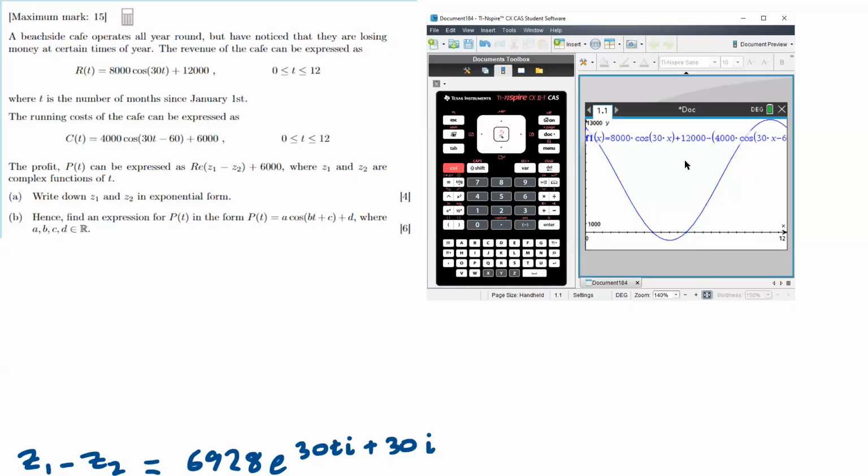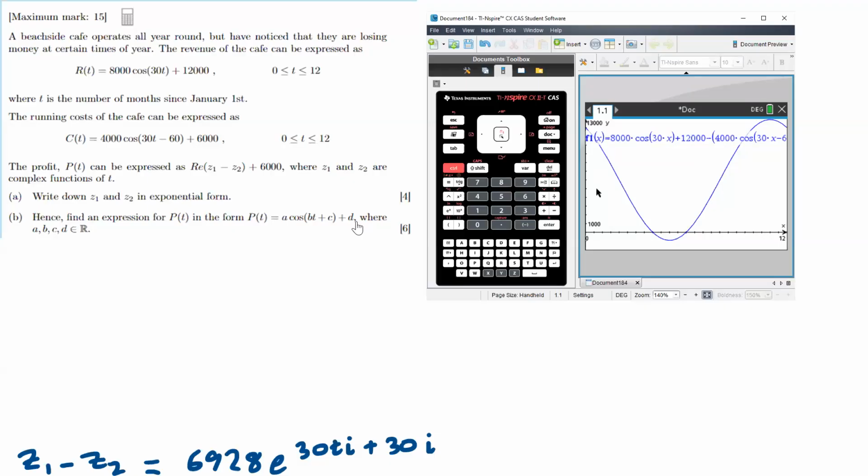So just see here, this graph on the screen is identical to the graph we came up with in part B. We came up with that using complex numbers because it's a good method. But we could have come up with exactly that graph just by typing in P of t equals r of t minus c of t. Then the task would be to write the equation of this as one single sinusoidal function, because at the moment it's written just as the difference of two sinusoidal functions. It would be a matter of finding the value of A, B, C and D.